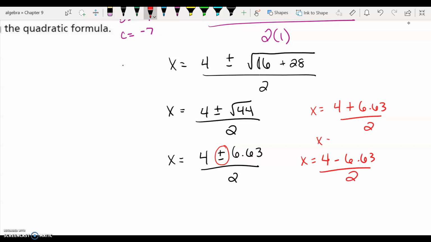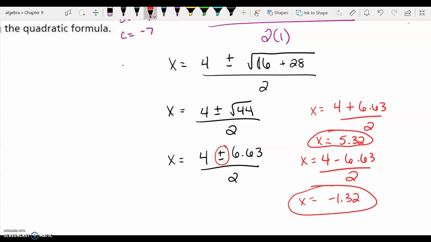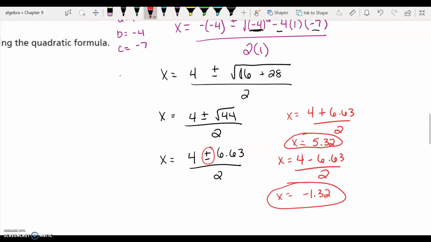So the positive one is going to be 5.32. So I would add 4 and divide by 2. The negative one is going to be negative 1.32. And they can both be positive, both be negative. It just depends on the problem, guys. All right, so that's my two answers using the quadratic formula.